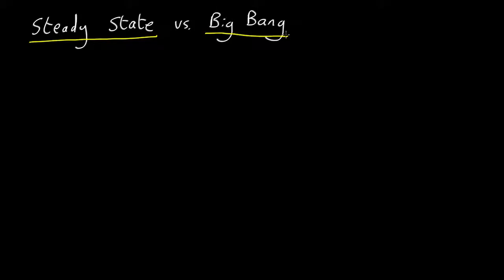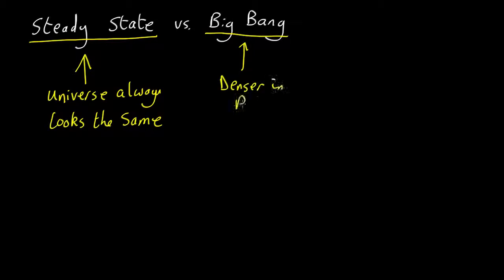There's a very clear test of these two models. The steady state theory says the universe should always look the same, whereas the Big Bang theory says the universe should have an ever decreasing density. So in principle it's very easy to tell the difference. We just need a time machine.